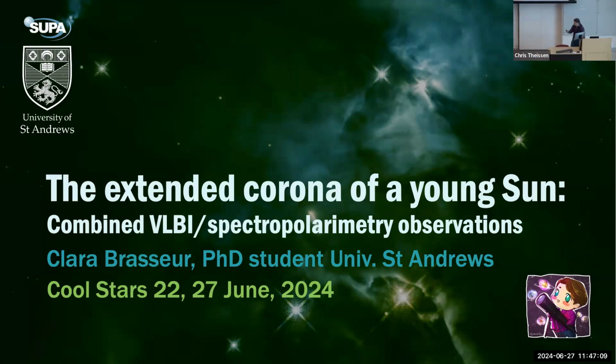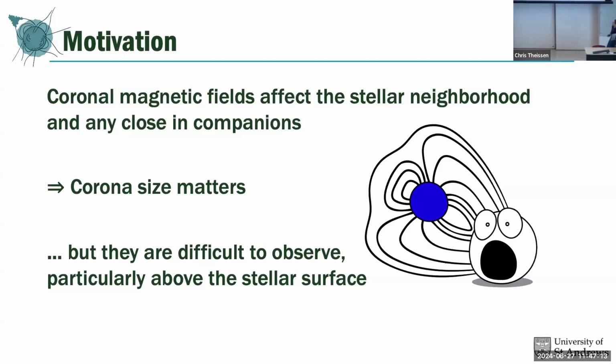So I'm going to talk today about stellar corona. I don't think I need to tell this audience why we care about stars in general, coronas in general, or magnetic fields of stars in general. But what I'm going to specifically talk about is why the coronal magnetic fields of a star affect not only the star itself, but the stellar system. It affects any particularly close-in companions, and because of that, the size of the corona matters.